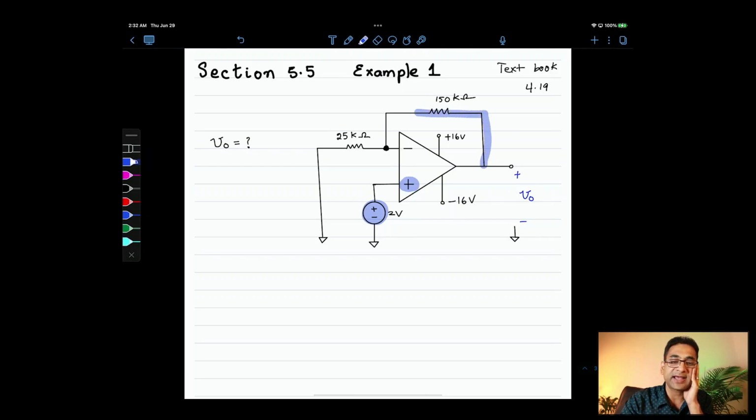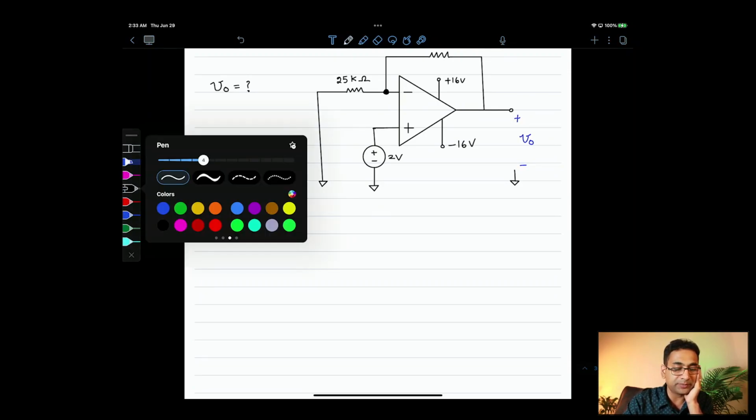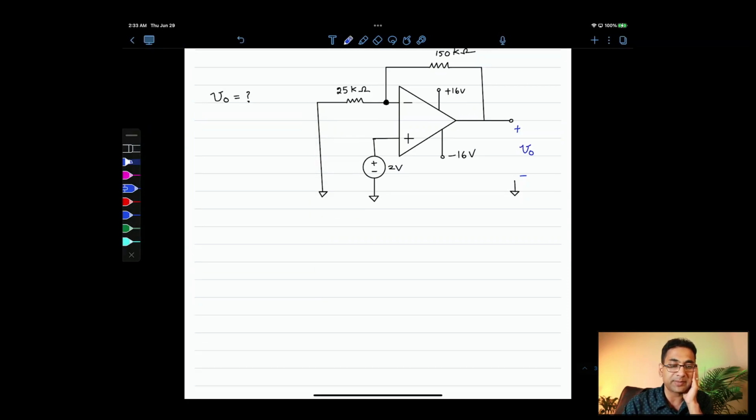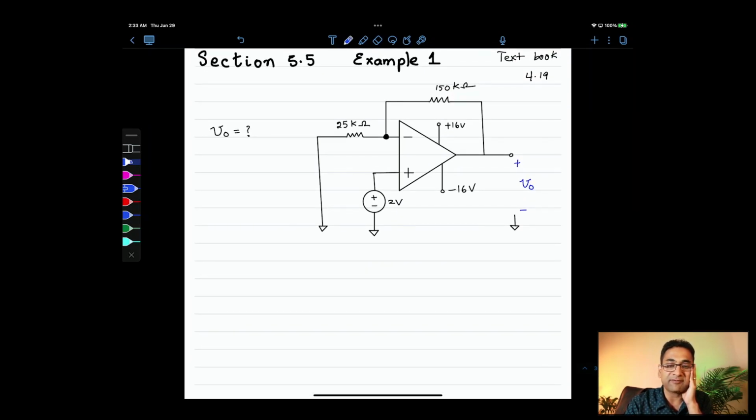Also notice that there is a negative feedback configuration. Now, there are a couple of ways to do this problem. Well, first of all, what are we supposed to find in this problem? Output voltage. All the values for the resistors and the voltage source are given. So, solution. This is going to be a really quick problem actually.